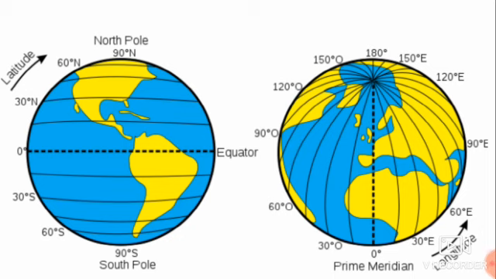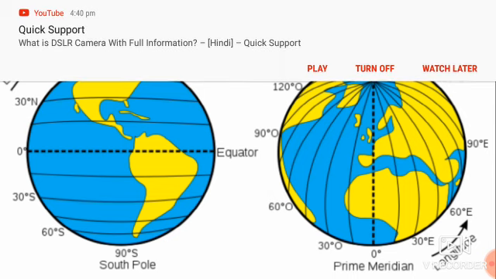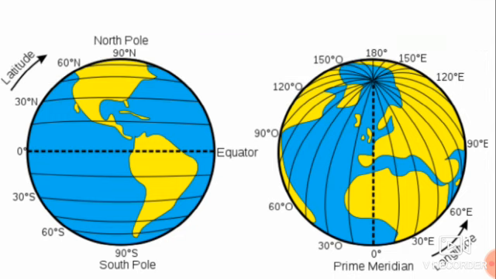Calculating the exact location, time and climate of a place can be done with the help of latitudes and longitudes. That means if we want to find the exact location of a particular place, we can find it through latitudes and longitudes, and if we want to know the time and climate of that place, we can do so with the help of longitudes and latitudes. Okay?